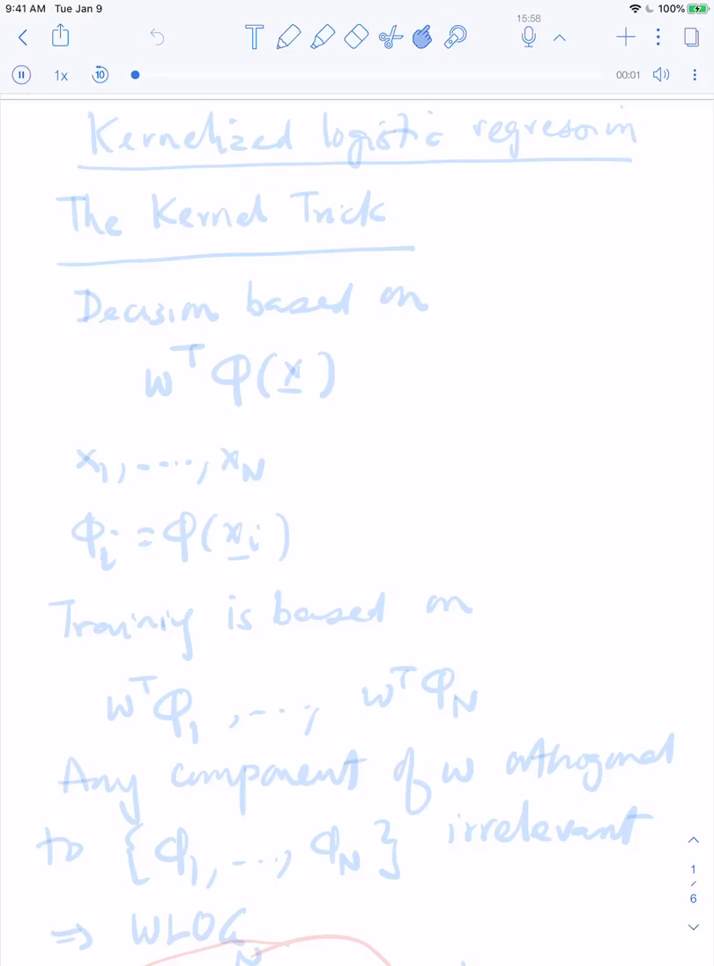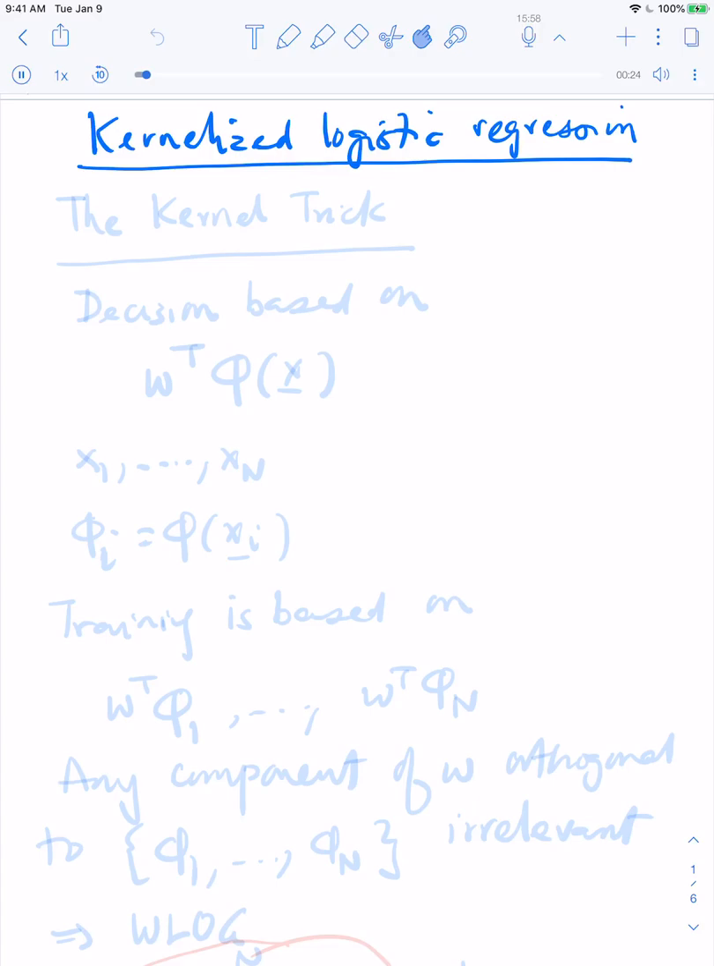Okay, now let's talk about kernelized logistic regression. So basically, this is a way of avoiding an explicit feature definition. But we are still going to make a sort of an arbitrary choice in our implicit definition. But let's see how this comes about.